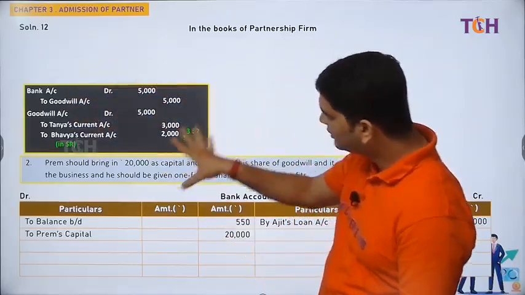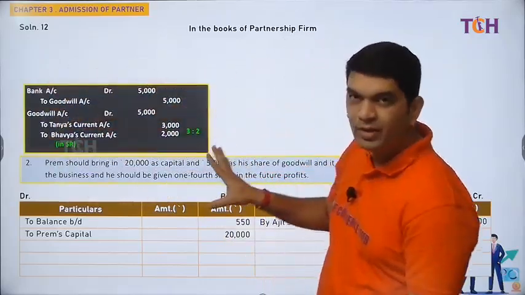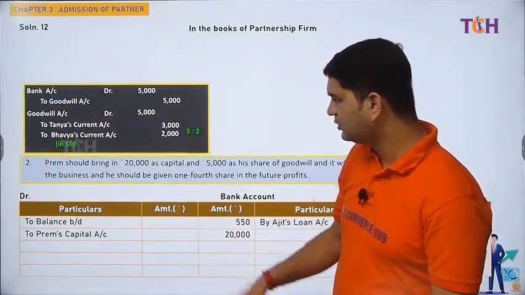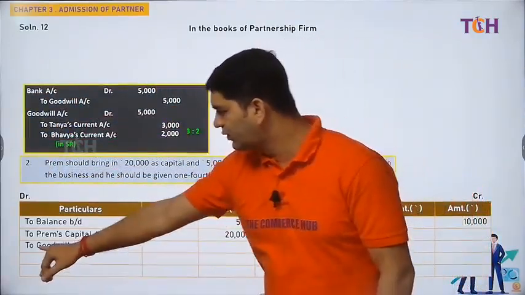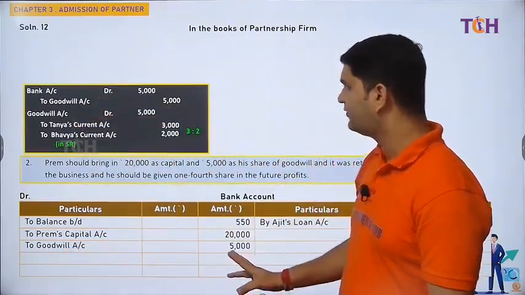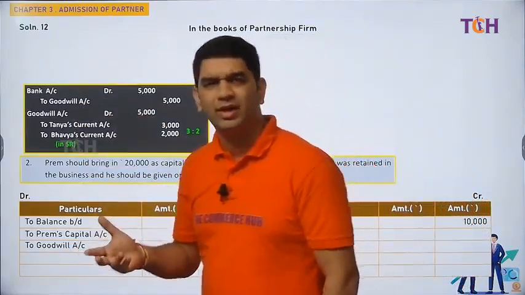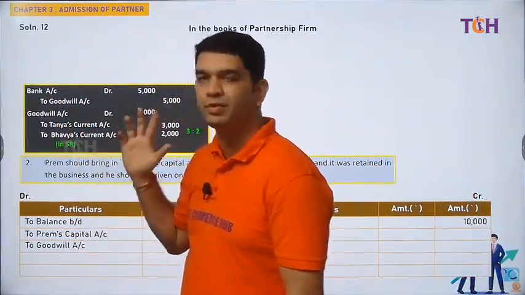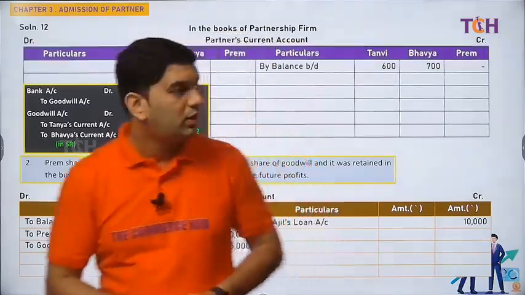So this is the journal entry we have for goodwill treatment. Now we'll start posting. Like we have discussed, we write goodwill on the debit side of the bank for this entry. Goodwill is 5,000, and we don't have goodwill accounts. So we did the posting in the bank, now we will post in the current account.